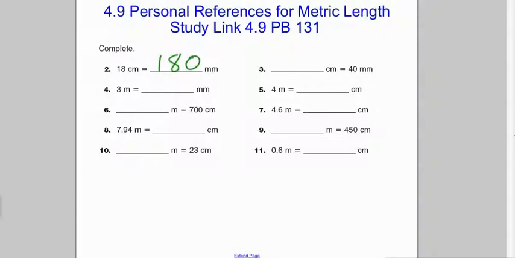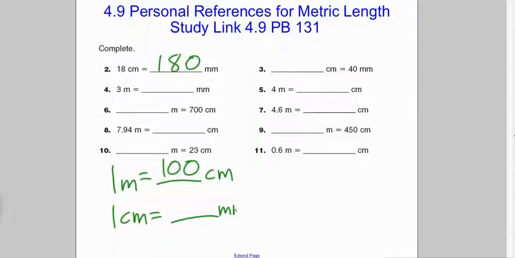Problem number 4. In problem number 4, we're moving from meters to millimeters, and this is a bit of a challenge for us. So let's take it one step at a time. We know that 1 meter is made up of how many centimeters? And we know that 1 meter is made up of 100 centimeters. So now let's take 1 centimeter. And we know that 1 centimeter is made up of how many millimeters? And we learned that 1 centimeter is made up of 10 millimeters. So if 1 centimeter is 10 millimeters, we know that, for instance, 2 centimeters would be 20 millimeters. So what about 100 centimeters? What if we were dealing with 100 centimeters? What would that equal in millimeters?